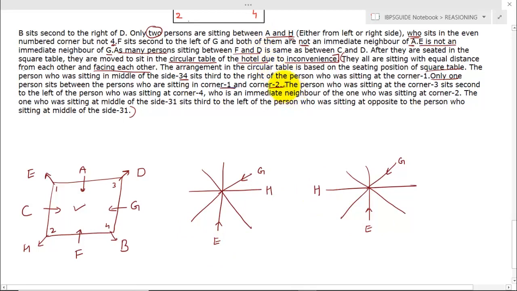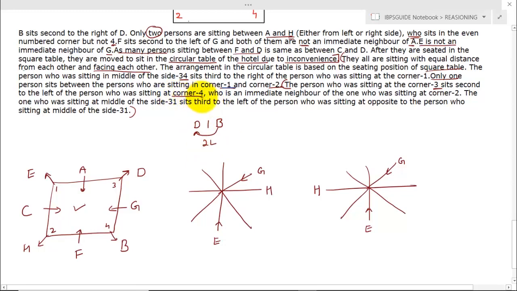Clear? Now the person who was sitting at corner 3, means D, sits second to the left of the person who was sitting at corner 4. Who is corner 4? B. So from B, second to the left, who is sitting? D is here, means like this.